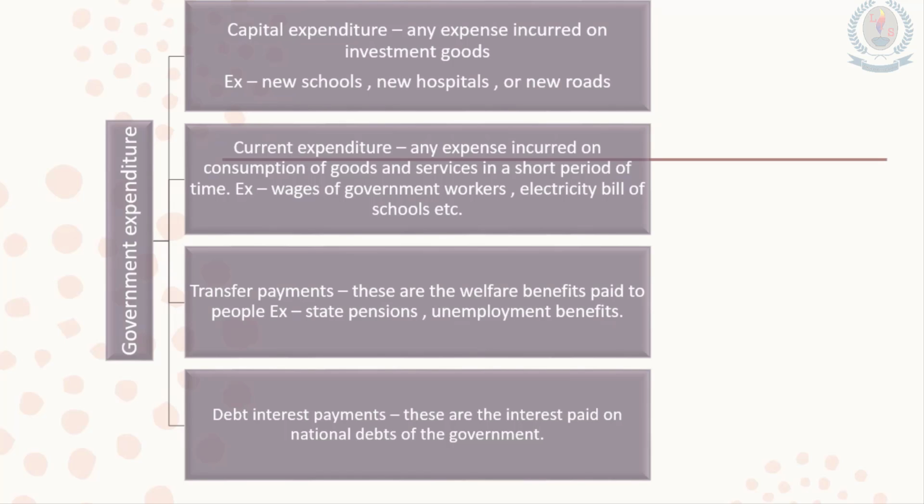Transfer payments. These are the welfare payments or welfare benefits paid to people. They are payments by government for which there is no corresponding output. Hence, transfer payments are not included in the measurement of the GDP. Some examples of transfer payments would include state pensions and unemployment benefits.